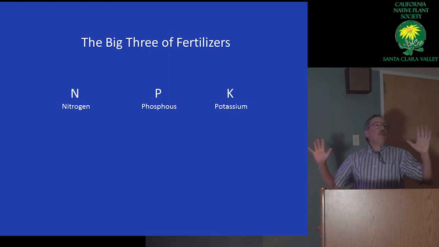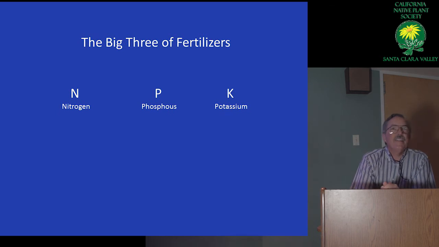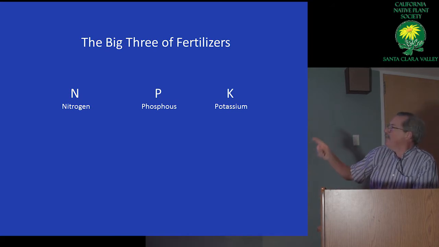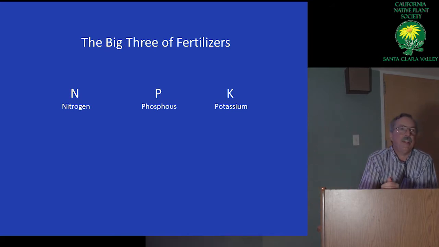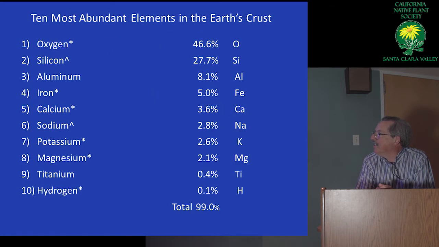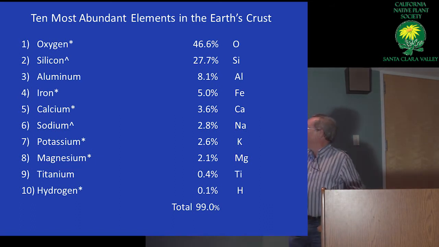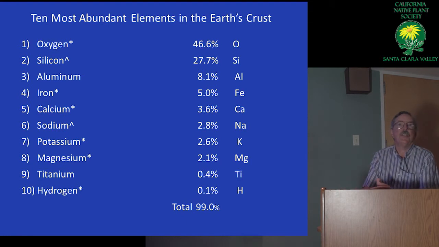So now we're talking about the big 3 elements, the ones that you see on a fertilizer bag. If you don't have these, plants are really not going to do well. N for nitrogen, P for phosphorus, and K for potassium. Now you would have noticed if you go back to that slide before, there's only one of those in the top 10. And that's potassium at number 7, which is only 2.6% of the Earth's crust.